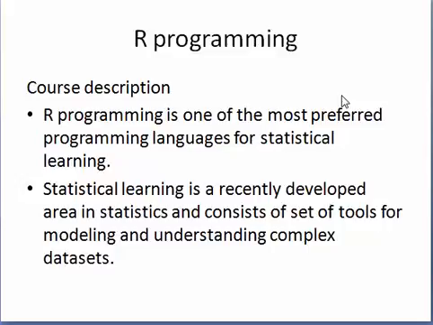Statistical learning is a recently developed area in statistics, and it basically consists of a set of tools for modeling and understanding complex data. As we know, nowadays a lot of data is generated, whether it is in the healthcare industry, energy sector, technology, travel, and tourism. Analyzing this data and being able to take the useful component is one of the key areas in understanding big data.